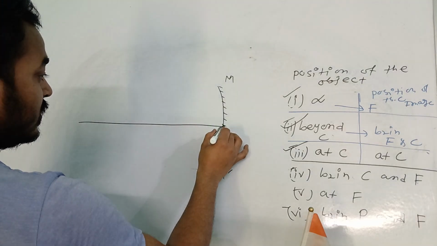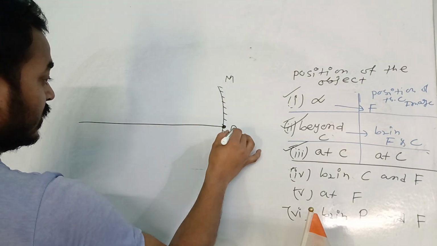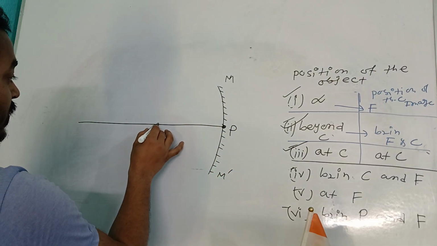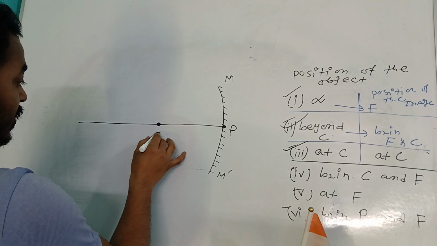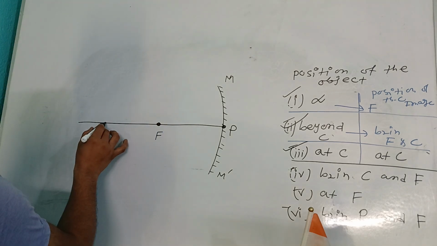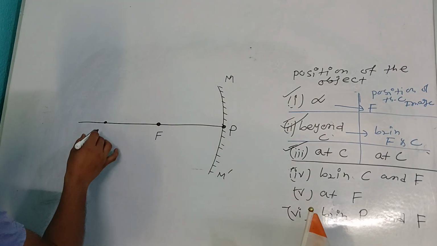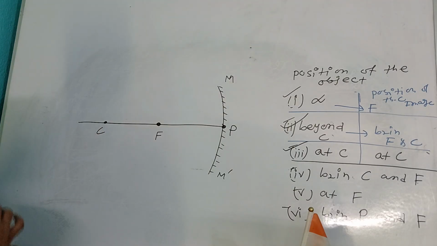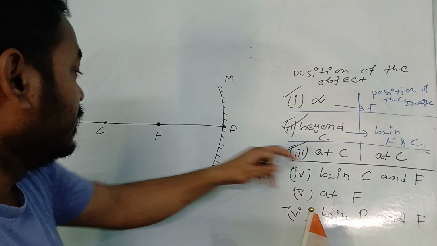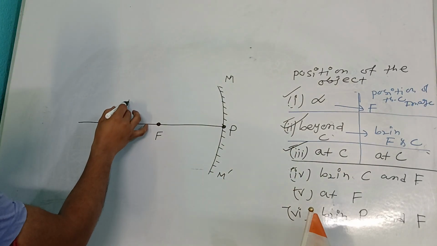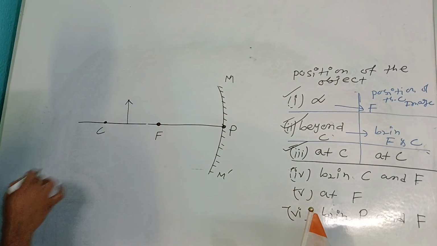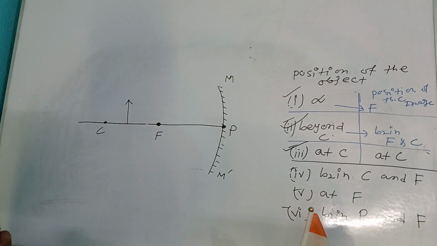This point is pole, so it is P. Consider this point is focus. Same distance, so is it same? Yes, or nearly. So center of curvature. Next is what? Between C and F. So I am placing the object here between C and F.